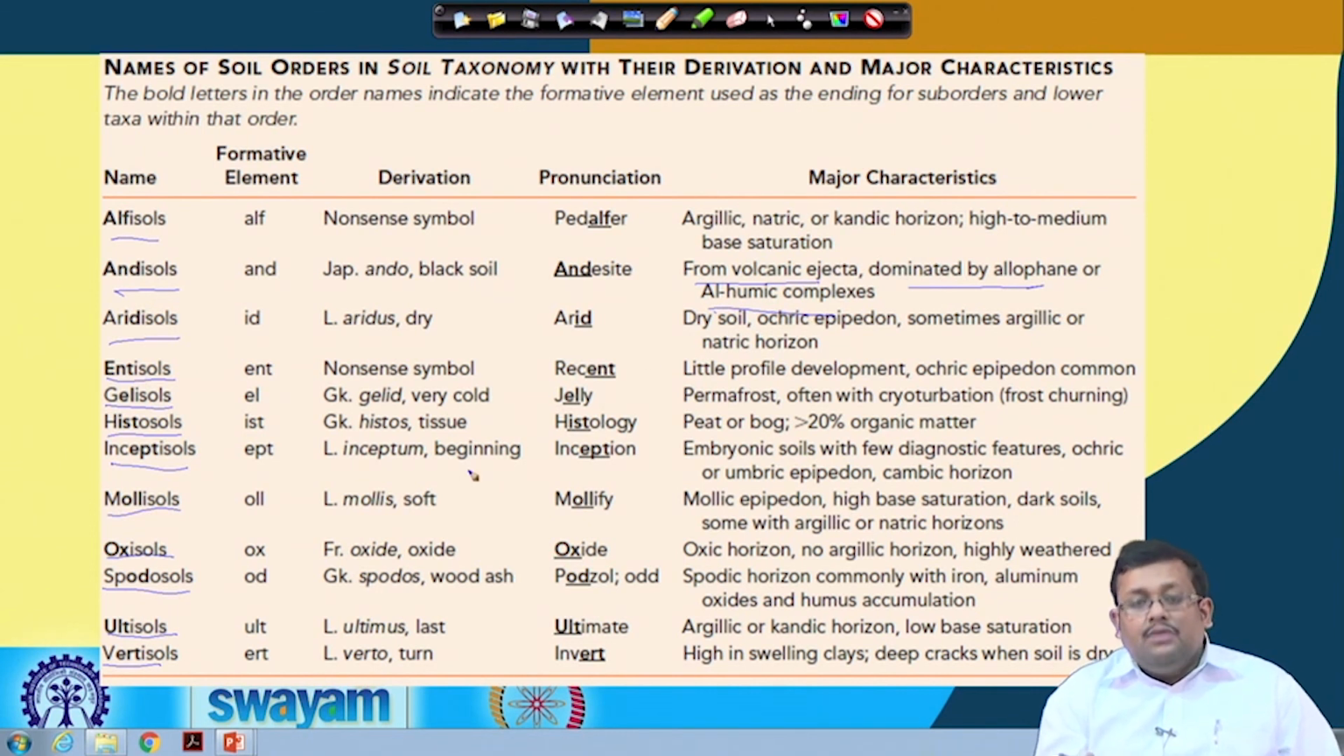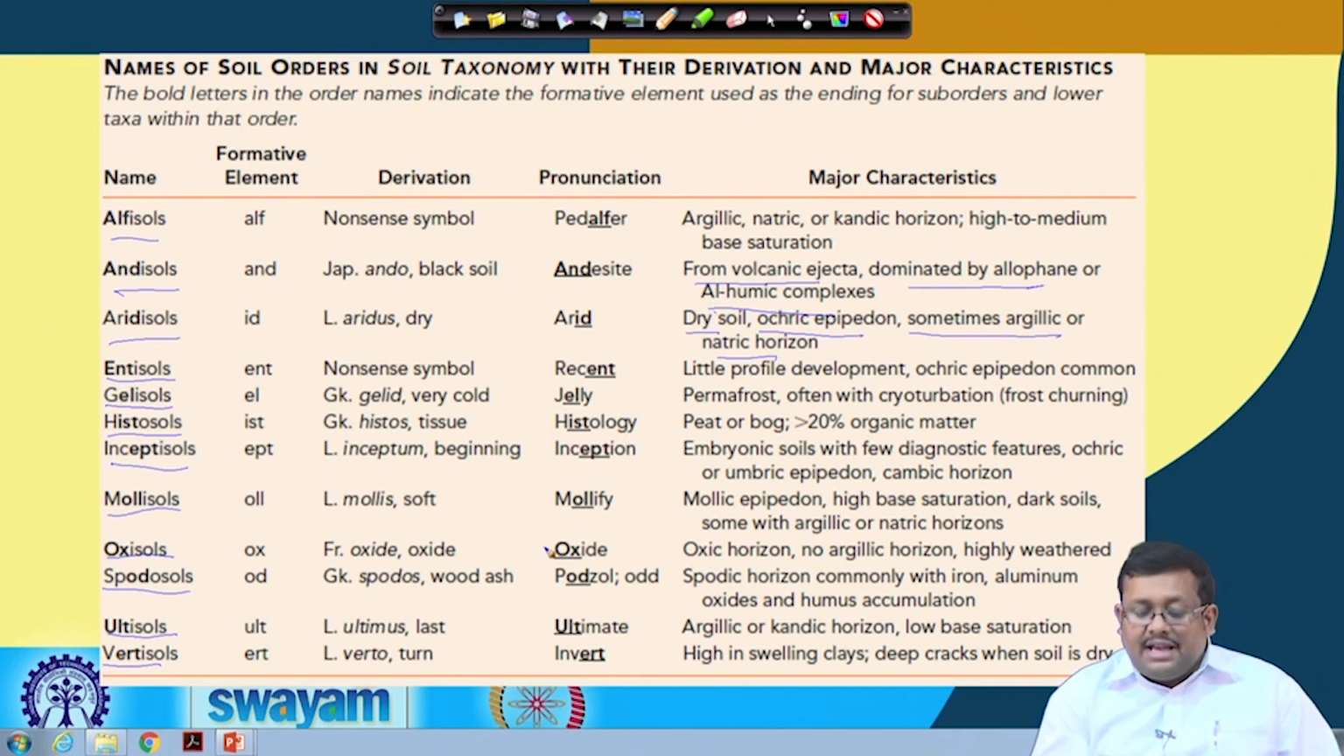In case of aridisol, which is mostly found in arid regions, the major characteristic is dry soil, and it is characterized by an ochric epipedon. If you remember, the ochric epipedon is a light colored epipedon which is devoid of organic matter. Obviously, in arid soil, when there is a high amount of temperature, most of the organic matter will be oxidized. So, there will be formation of an ochric epipedon, and sometimes there will be an argillic or natric horizon.